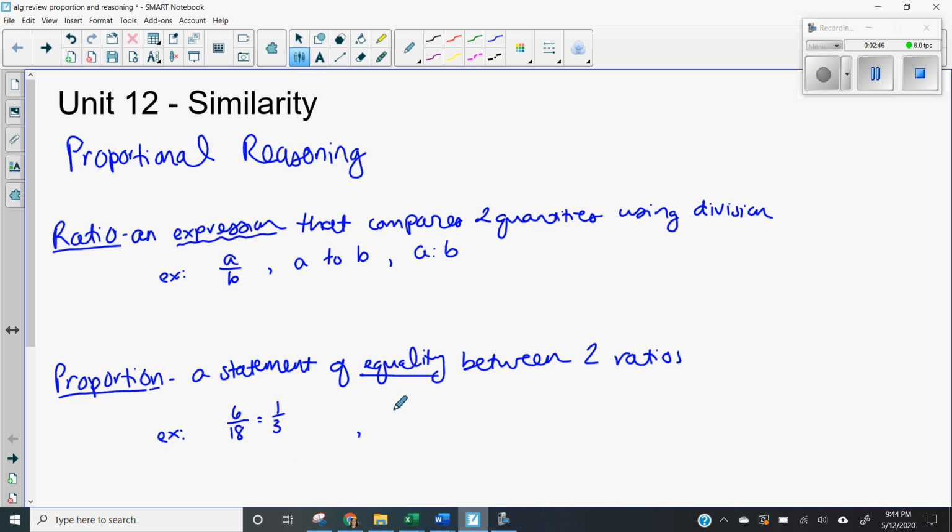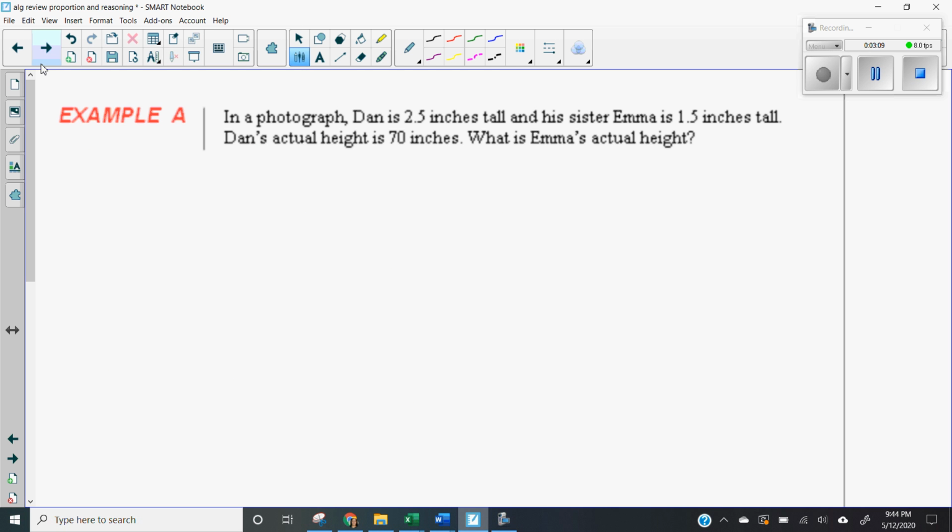That is a proportion. We'll see something more like this: 6 over 18 equals 1 over x, and we'll be asked to solve for x. Okay, so that's the big difference, the key takeaway from this. Ratio, a single fraction; proportion, two fractions equal to each other. Okay, so let's look at an example where we'll need to set up some proportions and then solve for that x that we saw. Okay, example A.